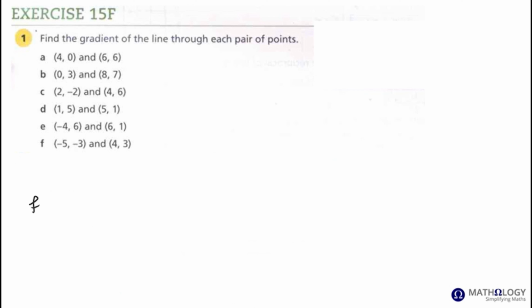Okay, let's do F because we have a minus sign. There's a minus sign in C as well. It doesn't make a difference. Okay, so A is the point (-5, -3). B is the point (4, 3).